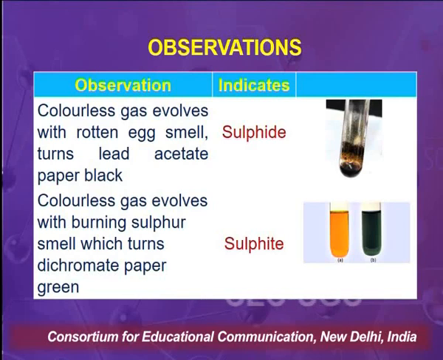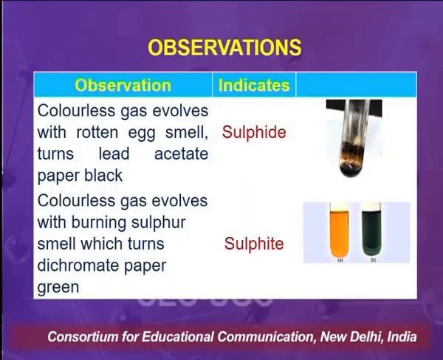If the mixture on treatment with dilute sulfuric acid and then heating evolves a colorless gas with a rotten egg smell, which turns lead acetate paper black, then it indicates the presence of sulfide ions in the mixture. These are all indicatory tests. They are not yet confirming the presence of the anions. If a colorless gas evolves with a burning sulfur smell which turns potassium dichromate paper green, this indicates the presence of sulfite ions in the mixture.